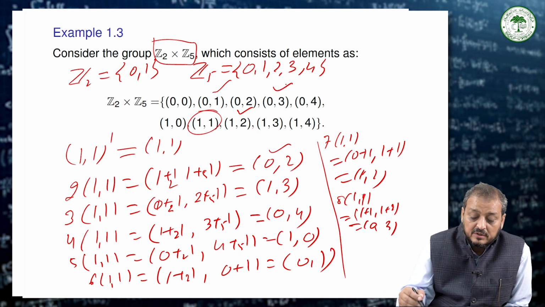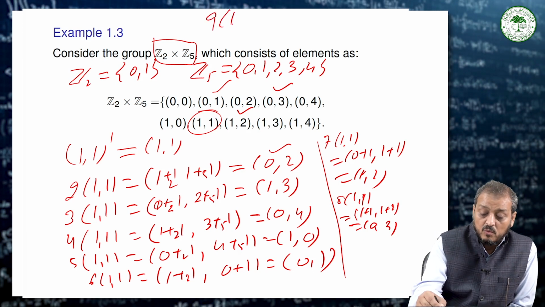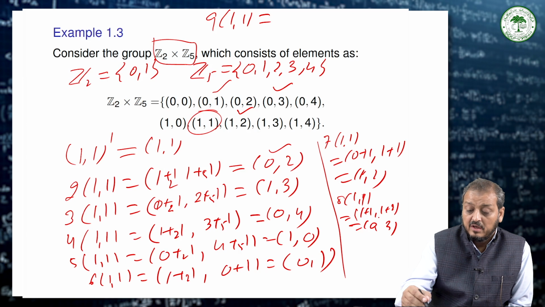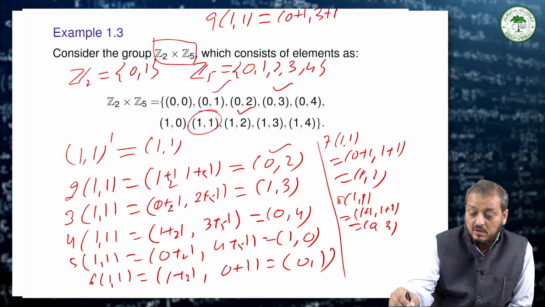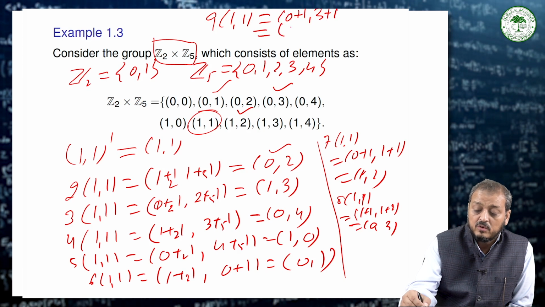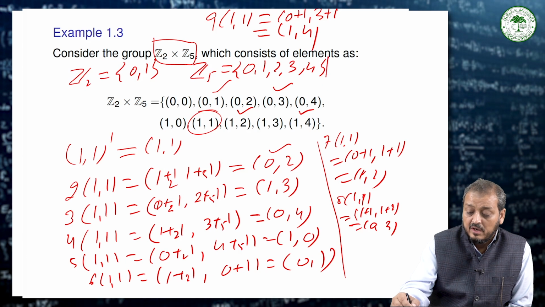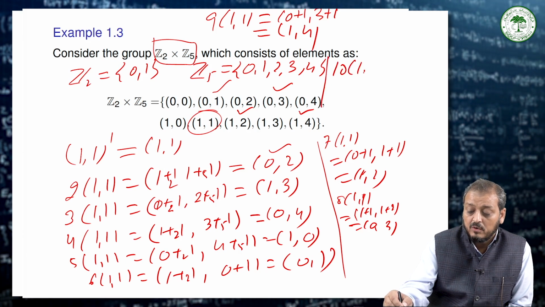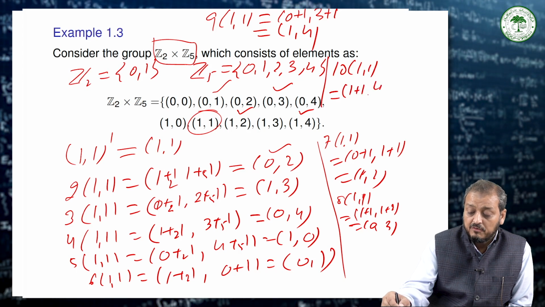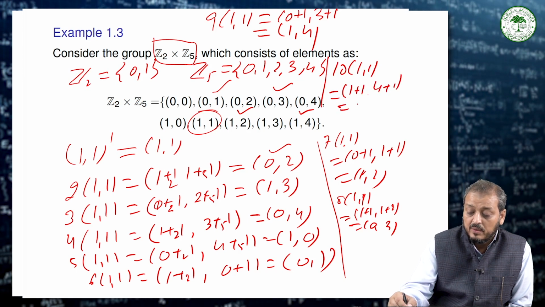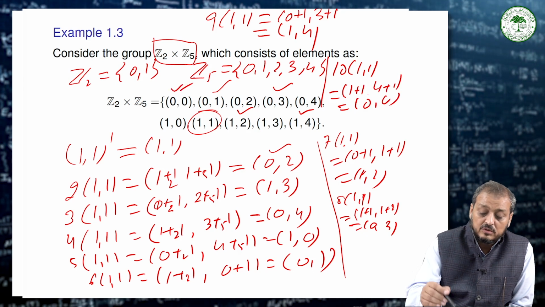Now 9 times (1, 1) can be written as 0 plus 1 and then 3 plus 1, which is nothing but (1, 4), so (1, 4) is there. Now the last one, 10 times (1, 1): we have 1 plus 1 and then 4 plus 1, and we get (0, 0), and (0, 0) is also here.